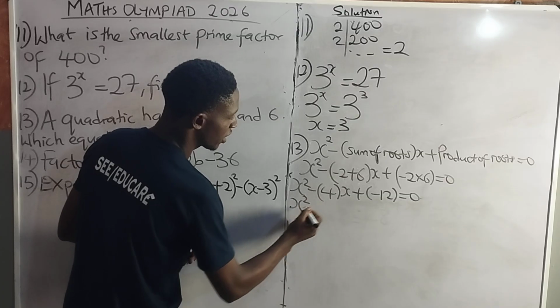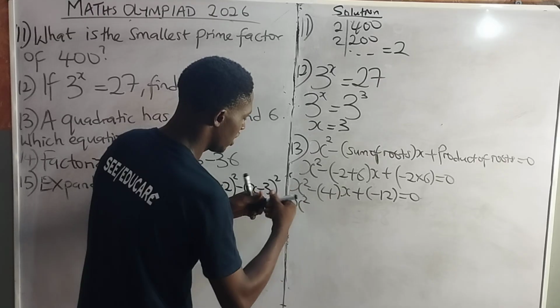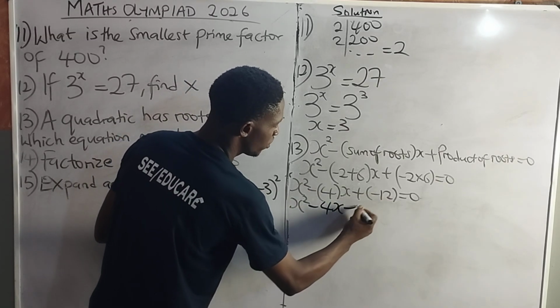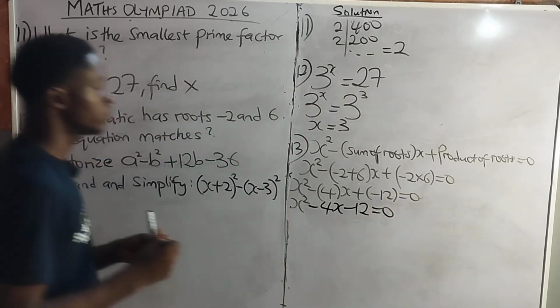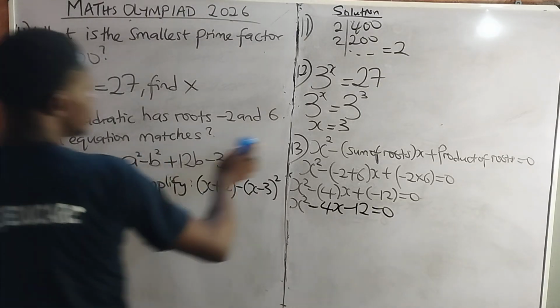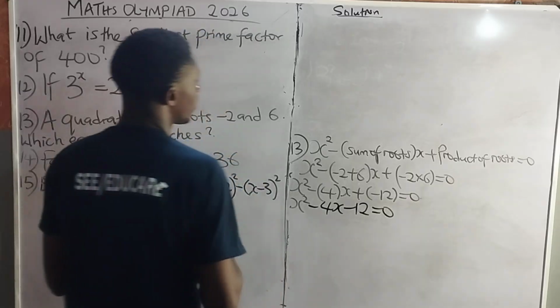Then let's open the brackets. x squared minus 4 times x is -4x. Plus times -12 is -12, equal to 0. And that is the answer. Or you can decide to use this formula, but it's going to take time, which involves expansion.